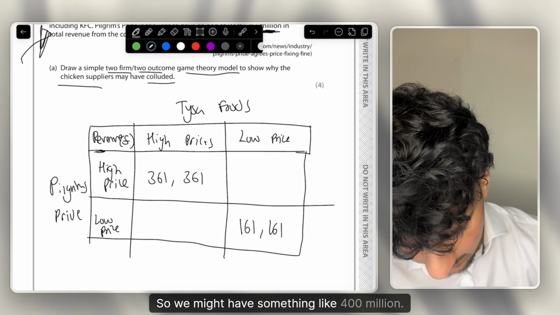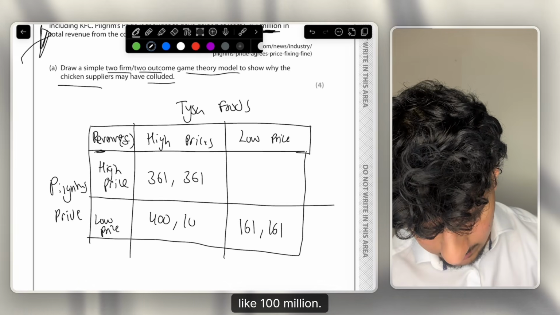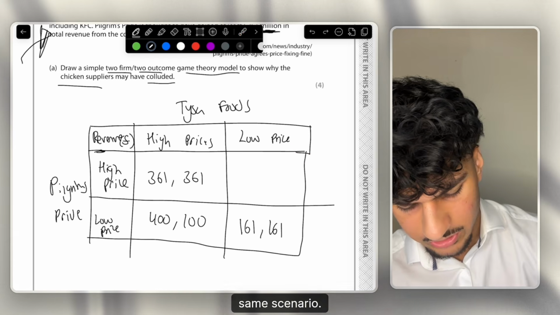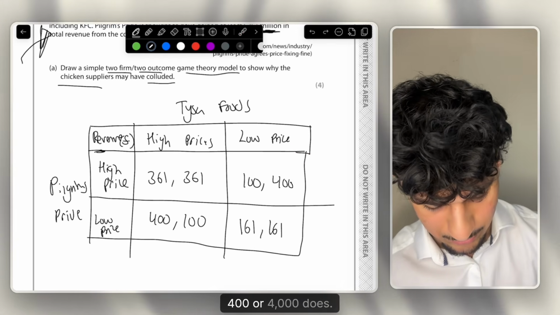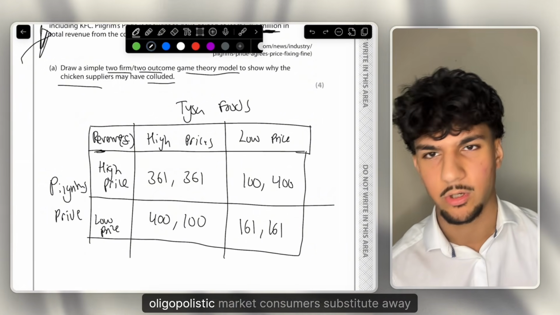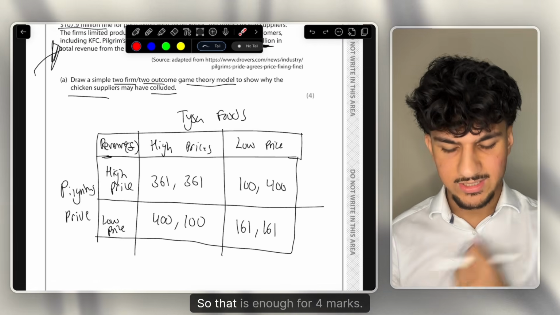So we might have something like 400 million, and then for Tyson Foods something like 100 million. And for this box, of course, it's the same scenario. It's just that in this scenario, Tyson Foods cheats instead of Pilgrim's Pride. That's 400, not 4,000. Of course, in an oligopolistic market consumers substitute away, and Tyson Foods gains a lot of that quantity demanded. So that is enough for 4 marks.